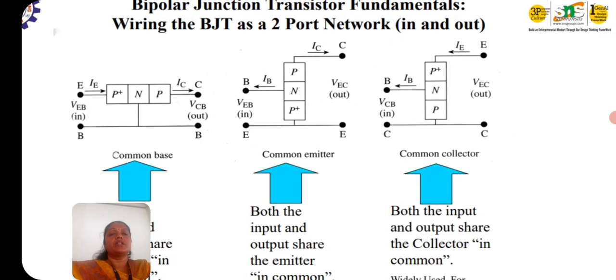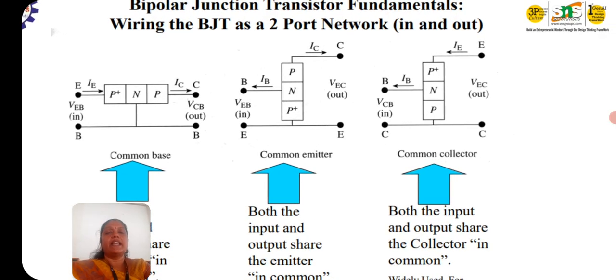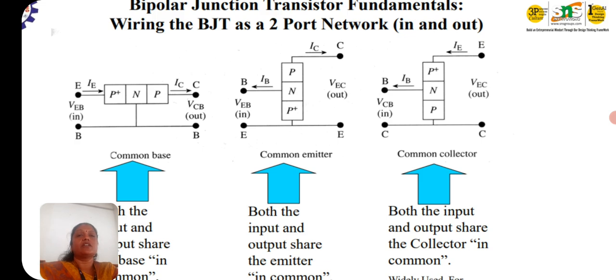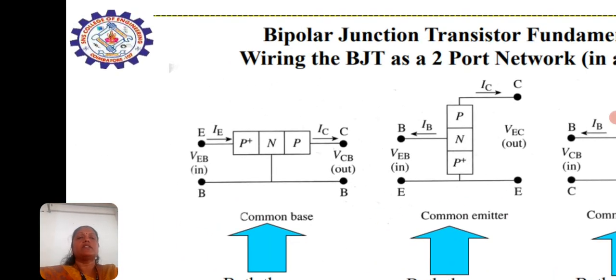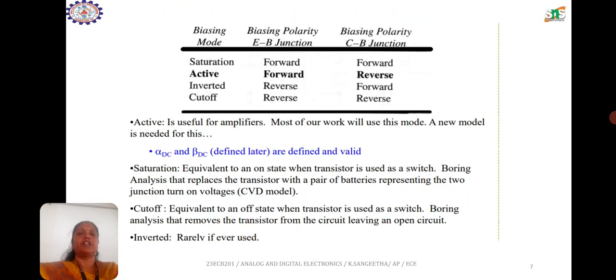The last configuration is common collector. As said earlier, the collector is common for input and output. So the input is applied to base and collector. The output is collected from collector and emitter. The input voltage is VCB, that is the voltage between collector and base. The output voltage is VEC, the voltage between emitter and collector. The input current is IB and the output current is IE. So it is also a widely used configuration.